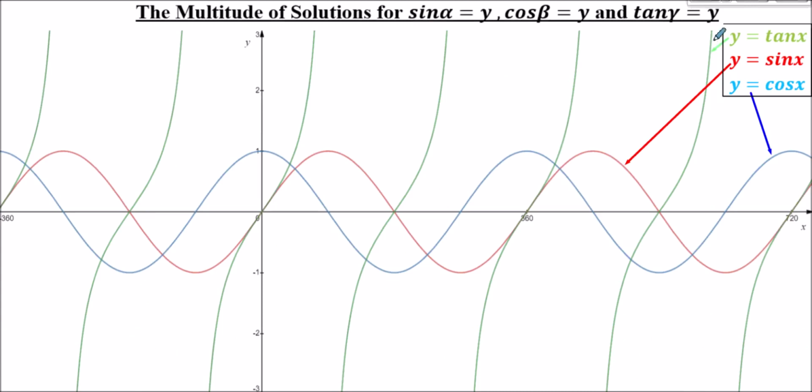The green one is a graph of tan x, the red one is a graph of sine x, and the blue one is a graph of cos x. These should be familiar to you to some extent from GCSE work. I'm going to mention some of the key properties and details about them as we go further into the lesson. But for now, I just want to consider what values of x would solve y equals tan x, y equals sine x, or y equals cos x.